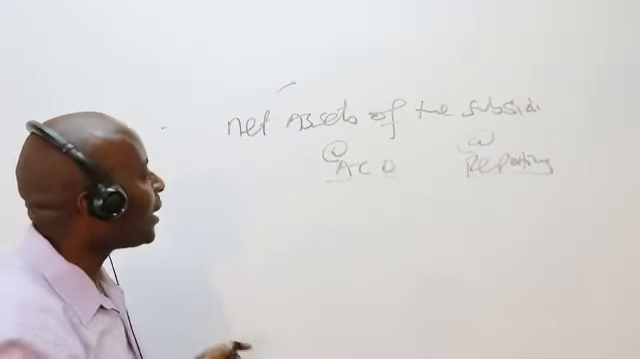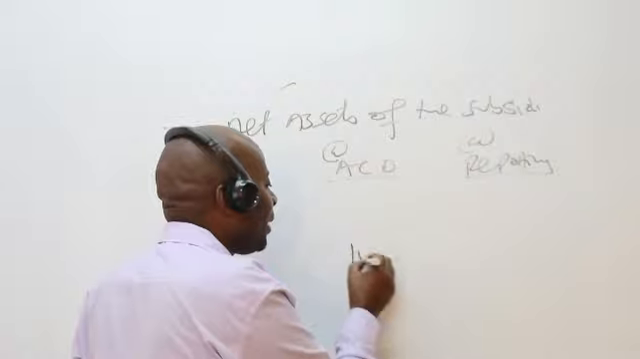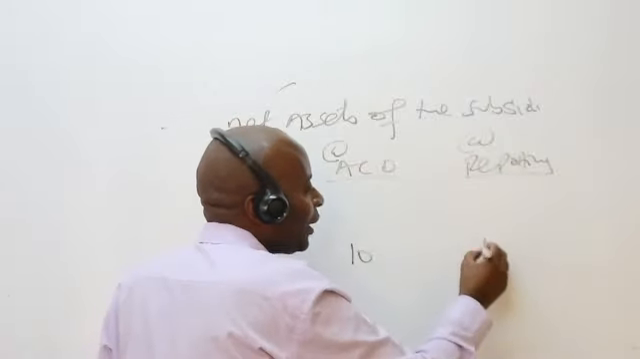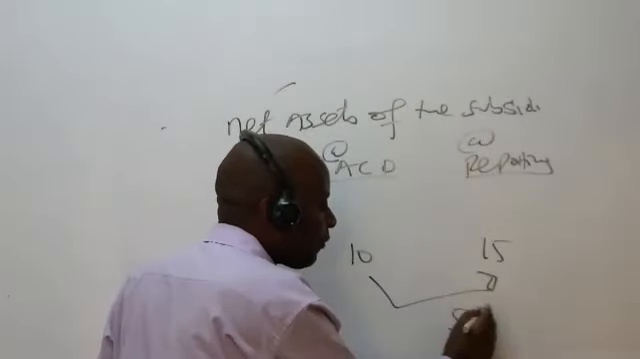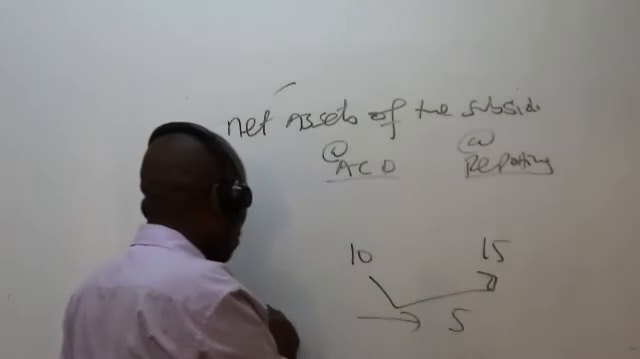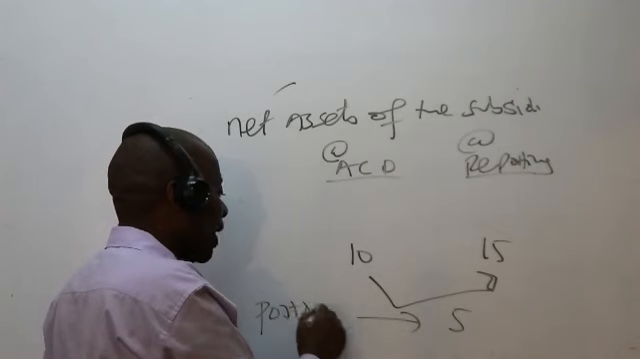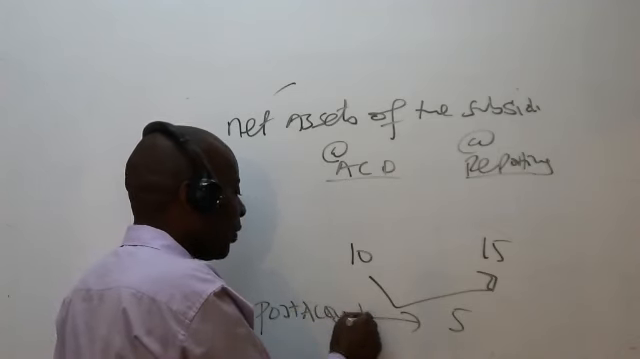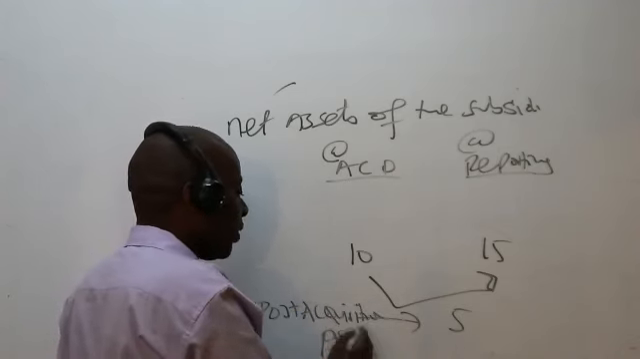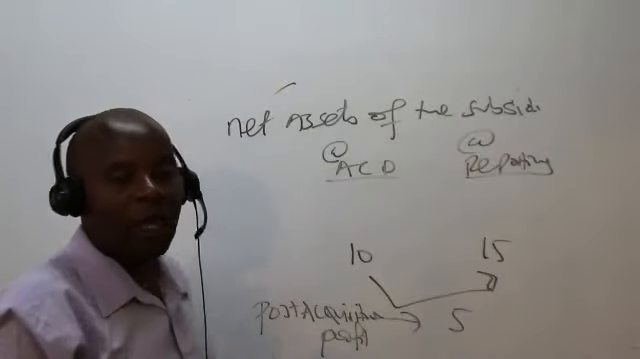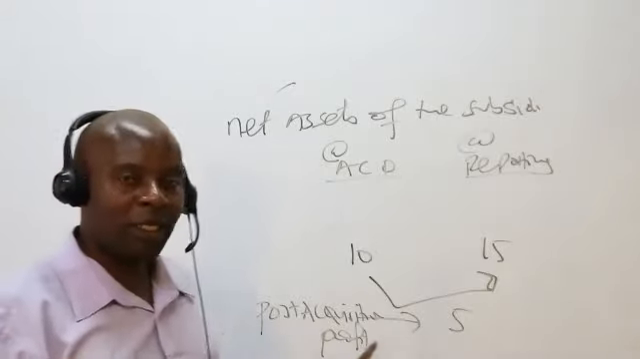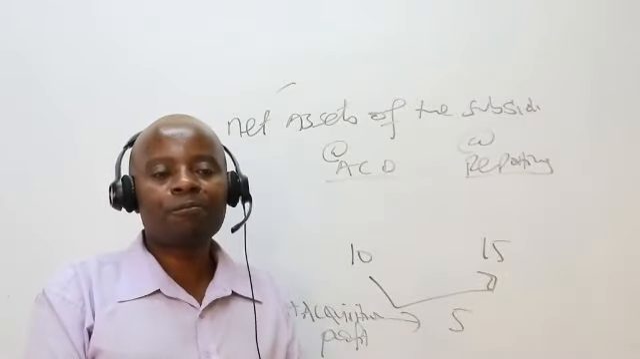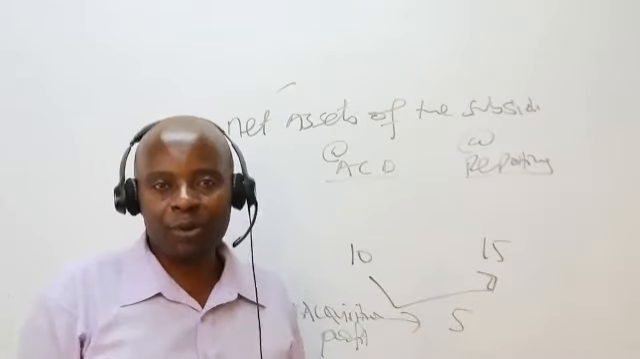So these net assets, if for example, at acquisition, ladies and gentlemen, these are 10 and at reporting it has 15, I know that the difference will be, in this case here, 5, and these will be called the post-acquisition profits. So as an auditor, ladies and gentlemen, what I'll do as a procedure, it will be very important for me to recalculate this figure. So recalculation is very important.